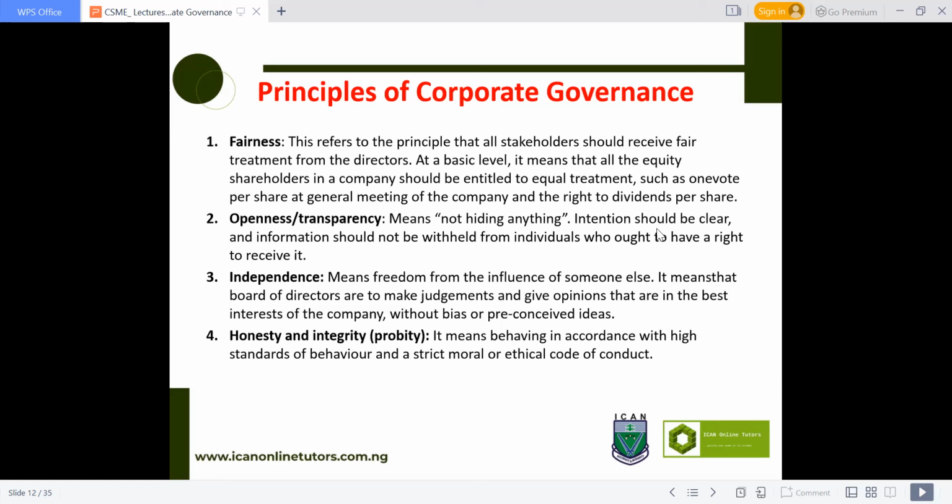We have fairness, openness and transparency. Fairness refers to the principle that all stakeholders should receive fair treatment from the directors, such as one vote per share at the AGM of the company and the right to dividend per share. Once you have one share, you have a stake as well. It's almost the same concept as equality: treat everybody fairly.